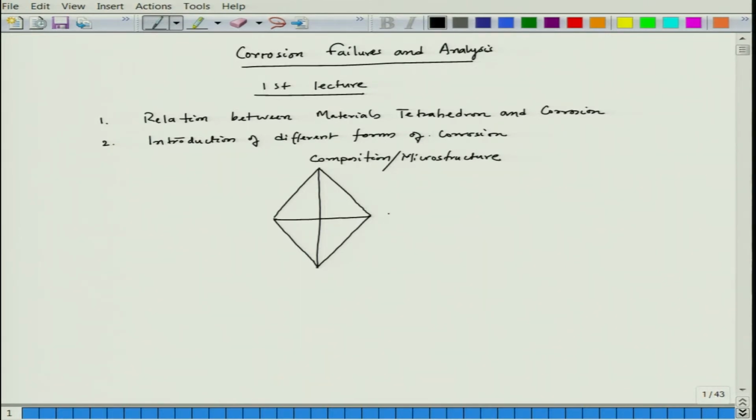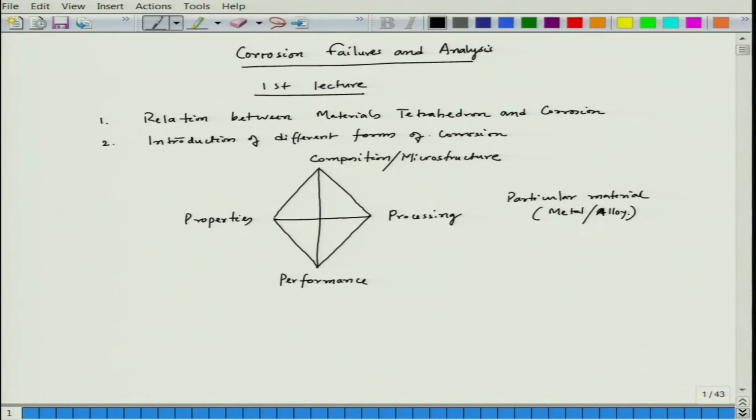then we have processing, then we have properties, and finally we have performance. And this is specific to some particular material. And since we will be talking about corrosion failures and analysis of metals and alloys, you can consider that this is either metal or alloy.